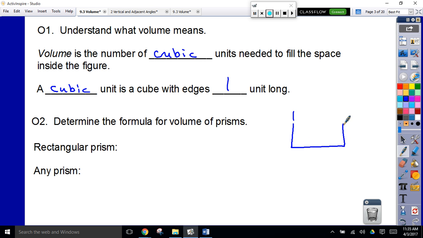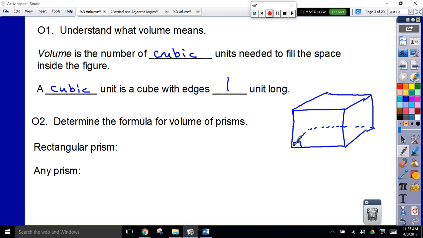I am going to attempt to draw a cube. Let's see here. All right, here's my cube. Now what we're measuring is how many cubic units fit inside here. So I'm going to extend this a little bit. It needs to go all the way. There we go. Okay. So what I'm trying to do is figure out how many cubes fit inside of here.